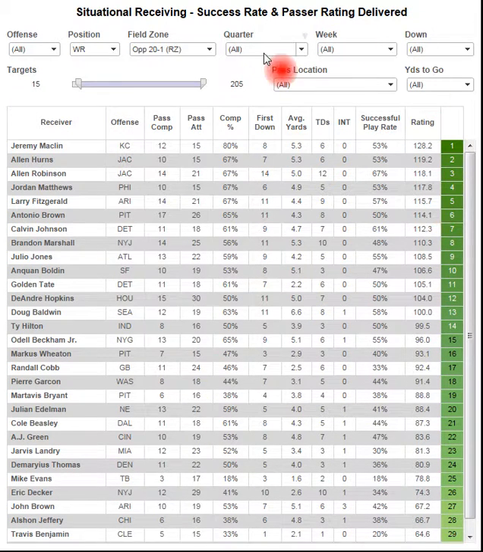So you can obviously filter this and play with it any way that you want. There's so many different options that you can do because you're able to configure these filters.